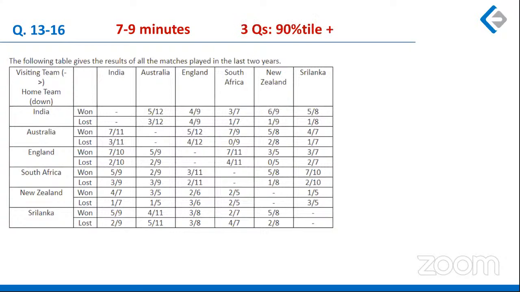So I would say you should have attempted 3 questions, and the students who are targeting 90 percentile plus should have done this, and they should have done 3 questions at least within 7 minutes, right?